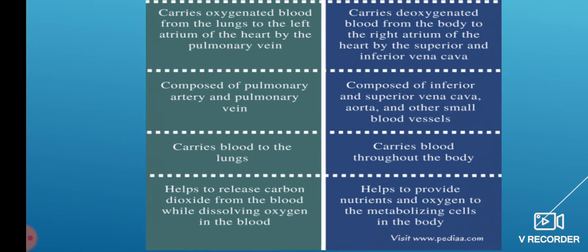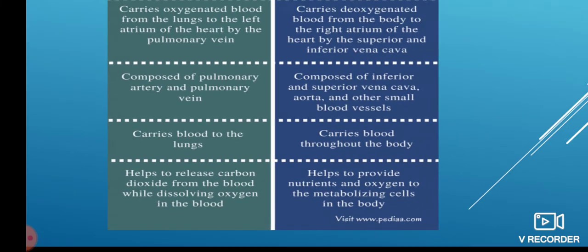Pulmonary circulation is composed of the pulmonary artery and pulmonary vein, while systemic circulation is composed of the superior and inferior vena cava and other small vessels. Pulmonary circulation carries the blood to the lung, while systemic circulation carries the blood throughout the body. Pulmonary circulation helps to release carbon dioxide from the blood while dissolving oxygen in the blood. On the other hand, the systemic circulation helps to provide nutrients and oxygen to the metabolizing cells in the body.